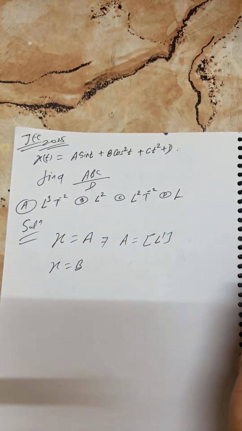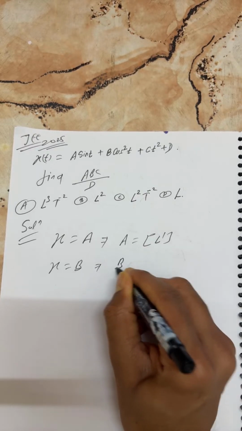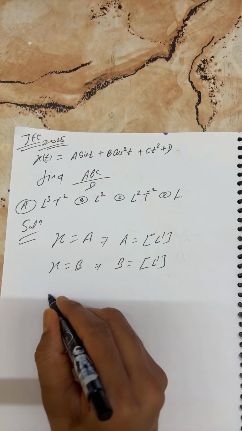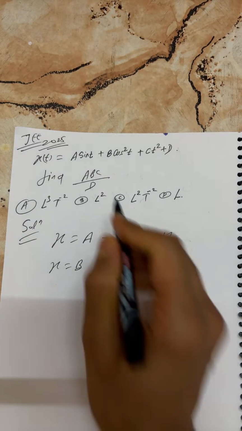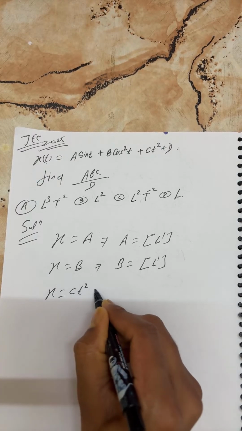Because you know sin t is dimensionless, cos square t is dimensionless. So you can say the dimensional formula of B remains L to the power 1. Then you can say X is equal to CT square.